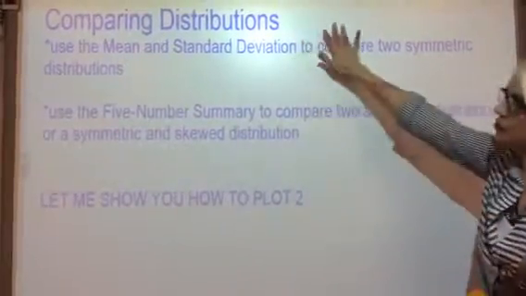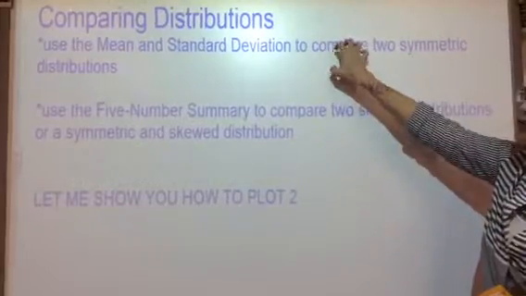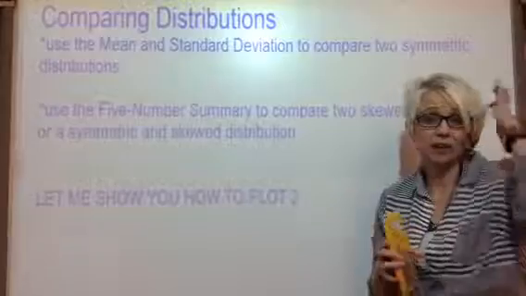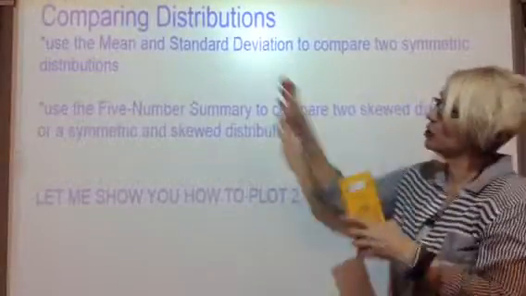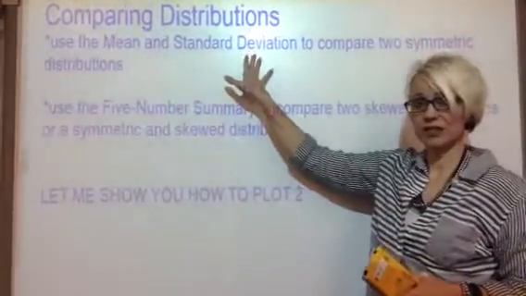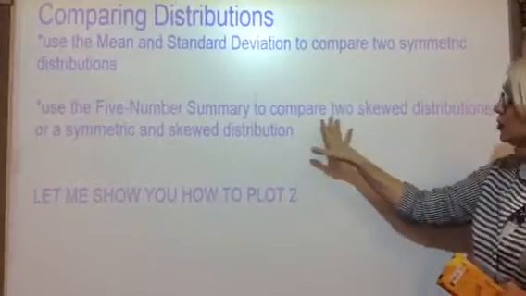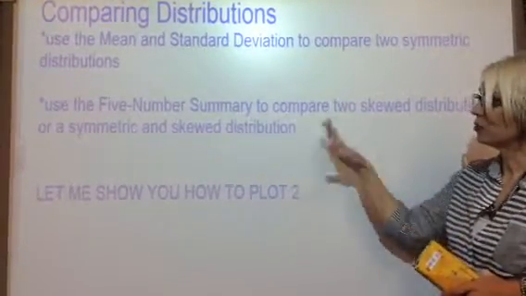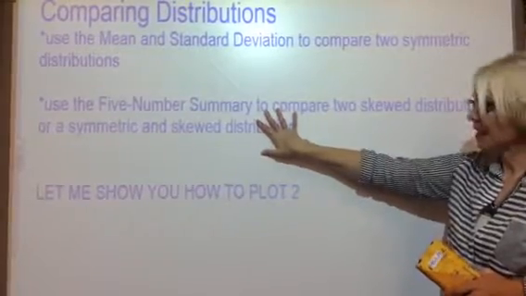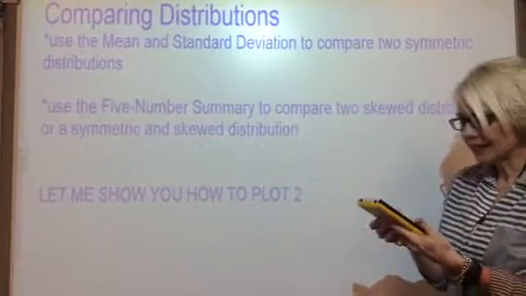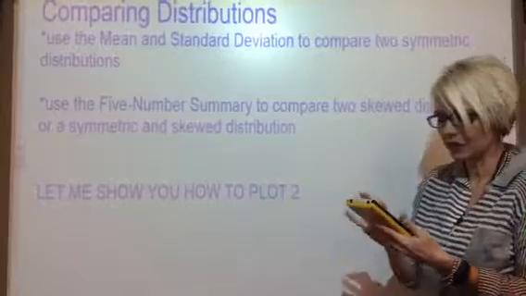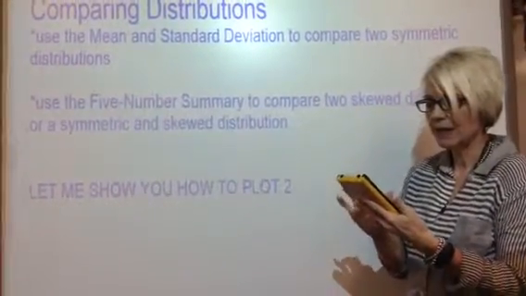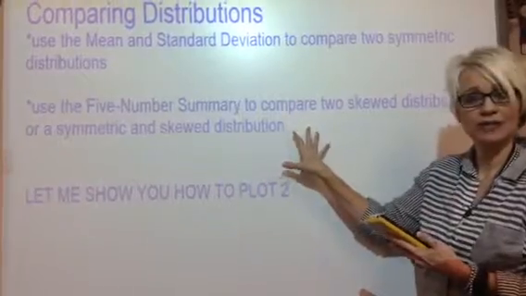Now when we're comparing distributions, if the two sets of data seem symmetrical by doing a histogram or a box and whisker plot, then you would use the mean and the standard deviation to compare them. If the two seem skewed, either positively or negatively, then you would use the 5-number summary. When you want to plot two sets of data and compare, I put my sets of data into two lists.